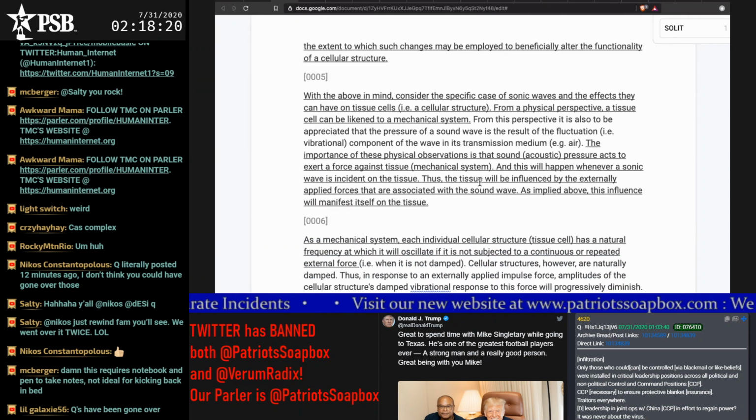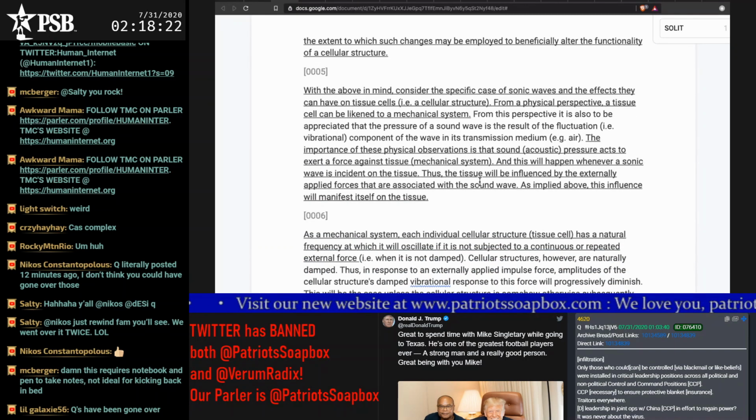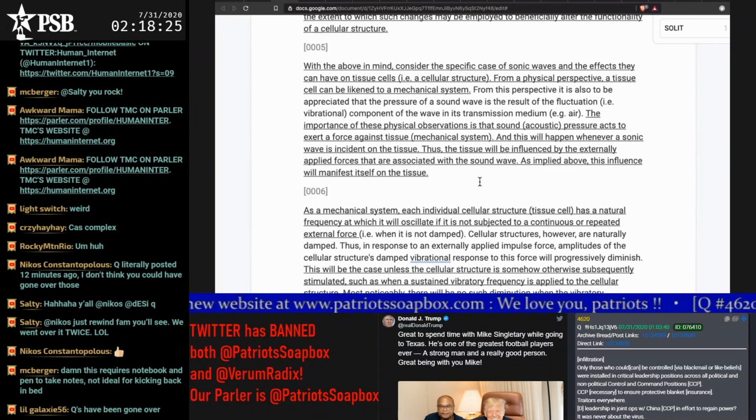With the above in mind, consider the specifics of sonic waves and the effects they can have on tissue cells, cellular structure. From a physical perspective, a tissue cell can be likened to a mechanical system. The importance of these physical observations is that sound, acoustic pressure, acts to exert a force against a tissue, the mechanical system. And this will happen whenever a sonic wave is incident on the tissue, applied to the tissue. Thus, the tissue will be influenced by the externally applied force that are associated with the sound wave.